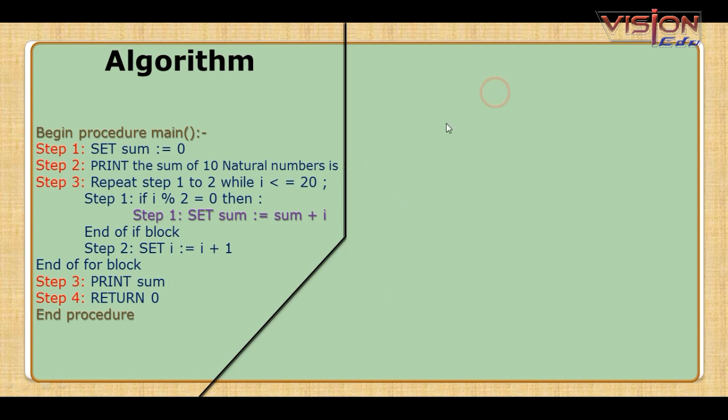So then it will be checked with the updated I value. Again, we have to check whether the updated value divided by 2 leaves a remainder of 0 or not. If again the remainder is 0, then again the value will be added to the previous value of sum and stored in the sum variable.